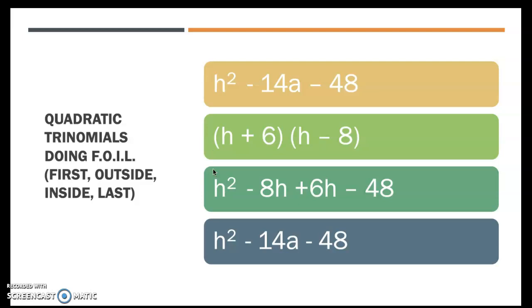first, which is h times h. Then you do the outside, which is h times negative 8, which is negative 8h. Then you do the inside, 6h, positive 6h. Then you multiply the last two, negative 48. And then you add these two together, and it would be a negative, and it would be h to the second power minus 14h minus 48.